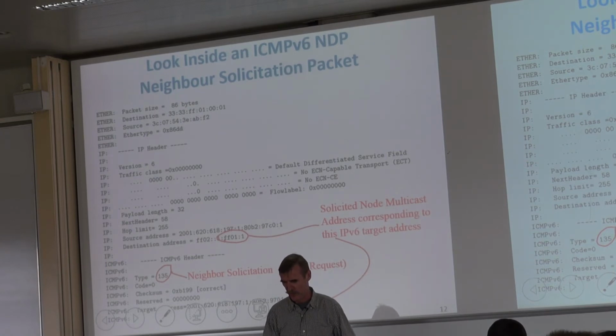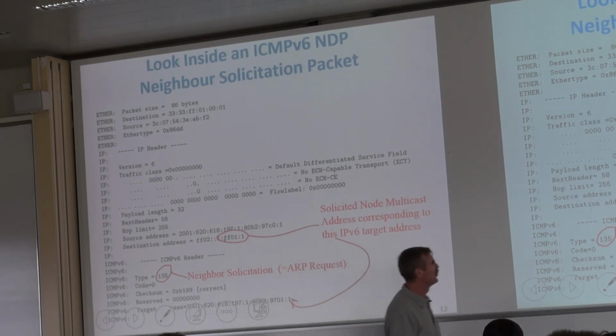So this was a trace done on my computer. We found that the destination address is the solicited node multicast address. That's the IP destination address. So the address resolution request is contained within an IP packet with IPv6 and sent to a multicast address. And the target address, which is partly hidden by PowerPoint stuff, is that one here. And we find the last 24 bits are the same here.